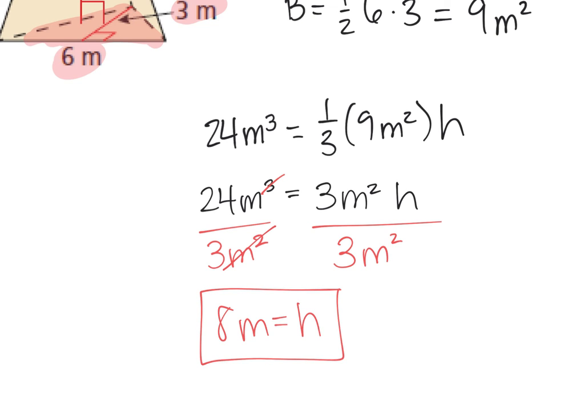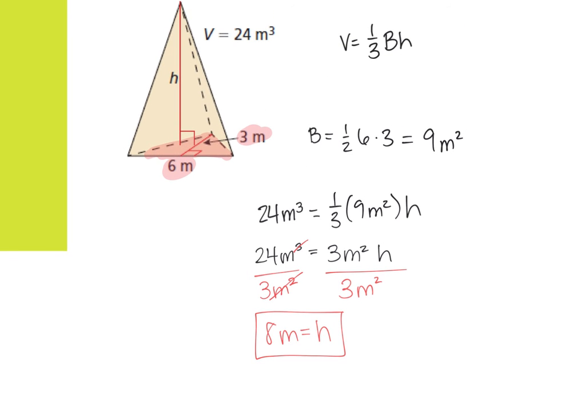This is a good check for you guys to make sure that you're in the right units, right? Because if you did meters cubed divided by meters cubed, then you'd be like, oh, I messed something up because my units don't match, okay? You want to be left over with 1 meter because your height is in terms of meters. So our height here is just 8 meters.